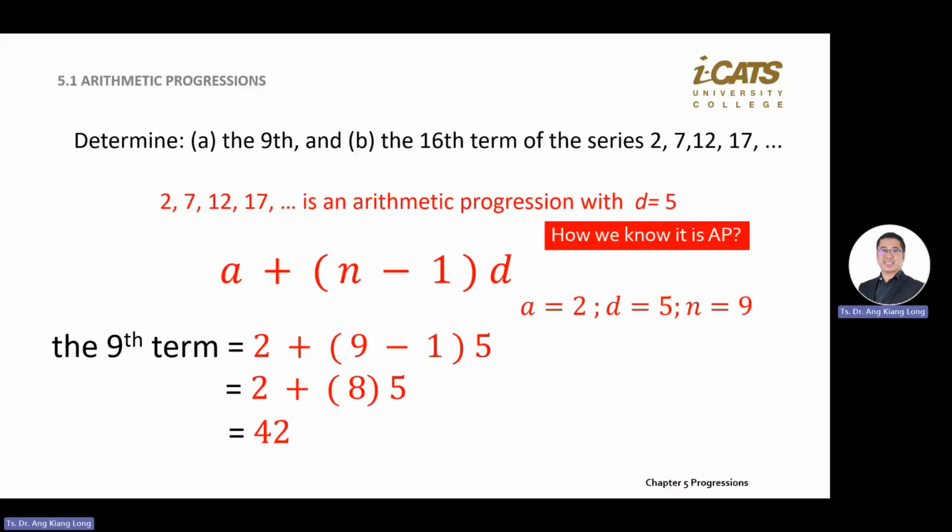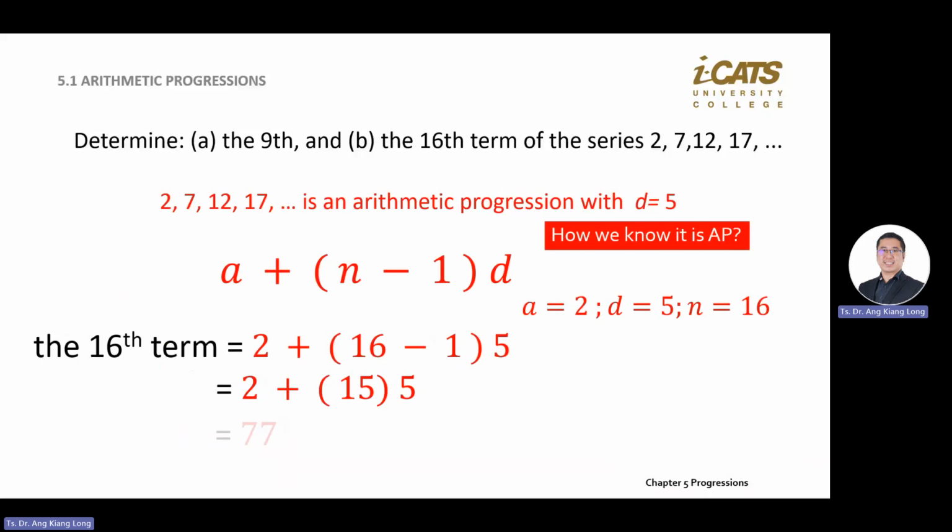For this quick question, the answer is 42. You can see the working for the 16th term in the next slides, so I don't need to go through it. But if you understand this one, you should be able to do the 16th. You change N to 16, and the rest is the same: A same, D same. The answer for the 16th term is 77. You can check after the class.